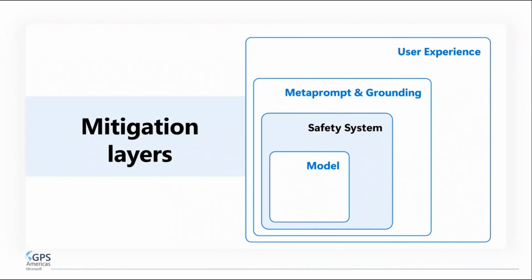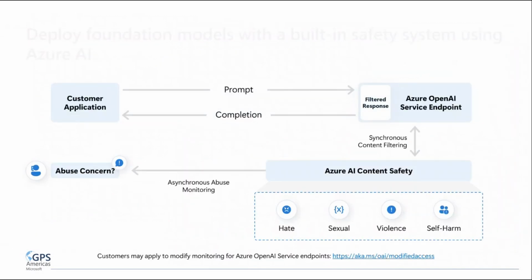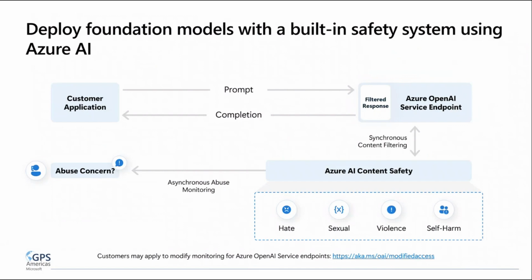I think this one is really critical. We have developed a tool and brought it GA at Build called Azure AI Content Safety. The Azure AI Content Safety service is part of our Azure ML Studio or AI Studio platform. And it's a set of APIs that sit out there that allows us to bring that in between our customer application and the large language models.